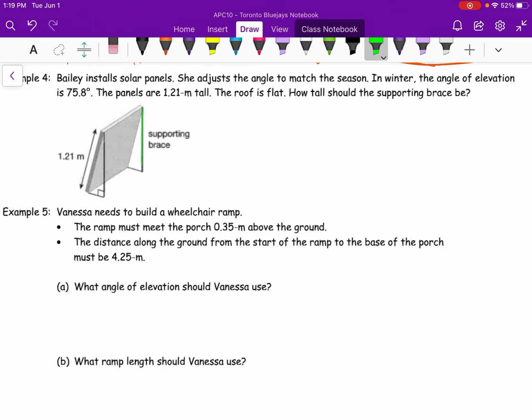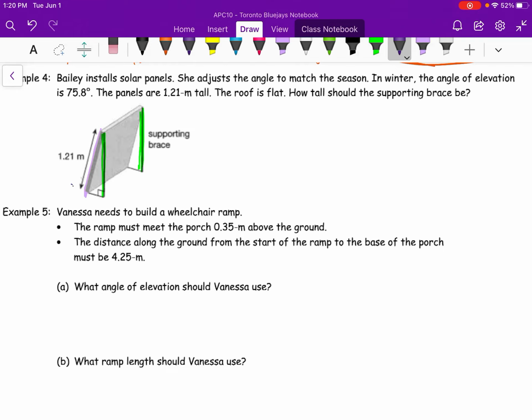Well, let's just color in some stuff. This is my supporting brace in green. Okay, so we're looking for that height, and then maybe I'm going to color it on this side too. Hopefully they're going to be the same height. The panels are 1.21 meters, so the panel here has a height of 1.21 meters, and that's great. And it's labeled.